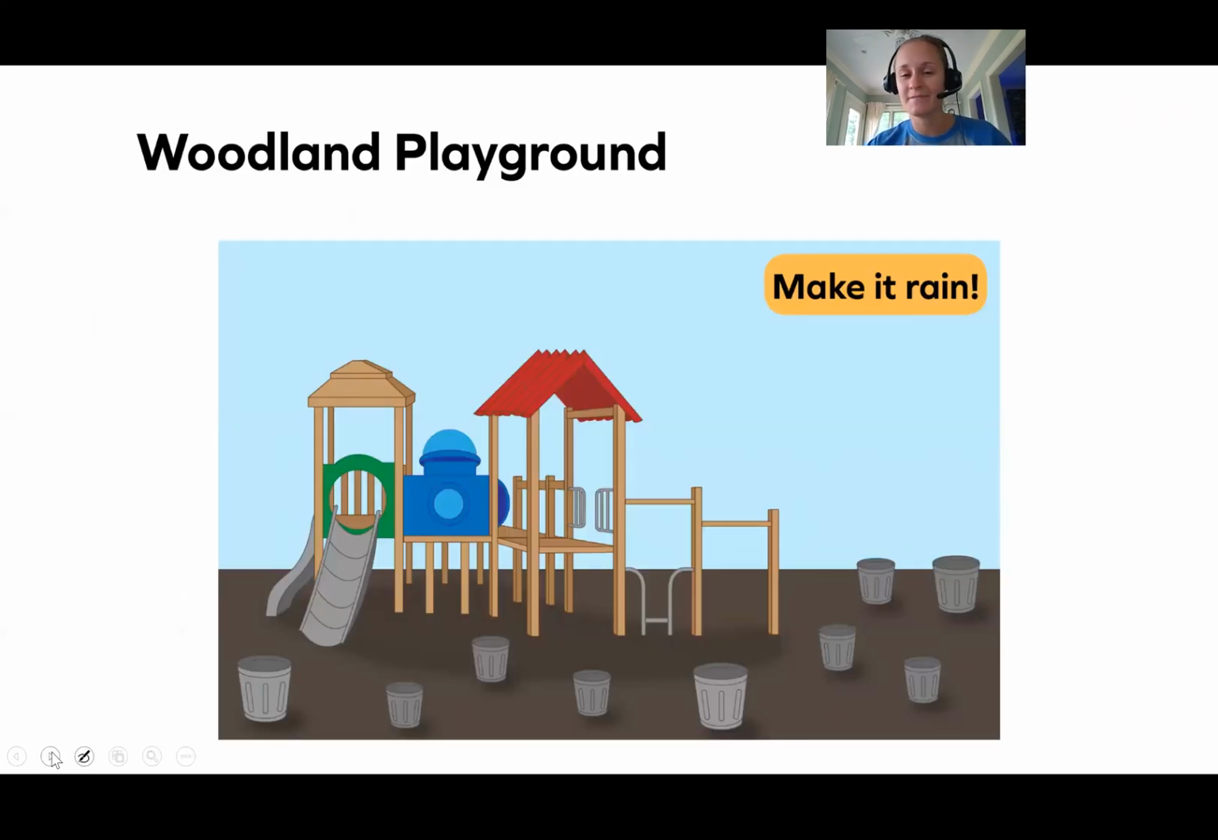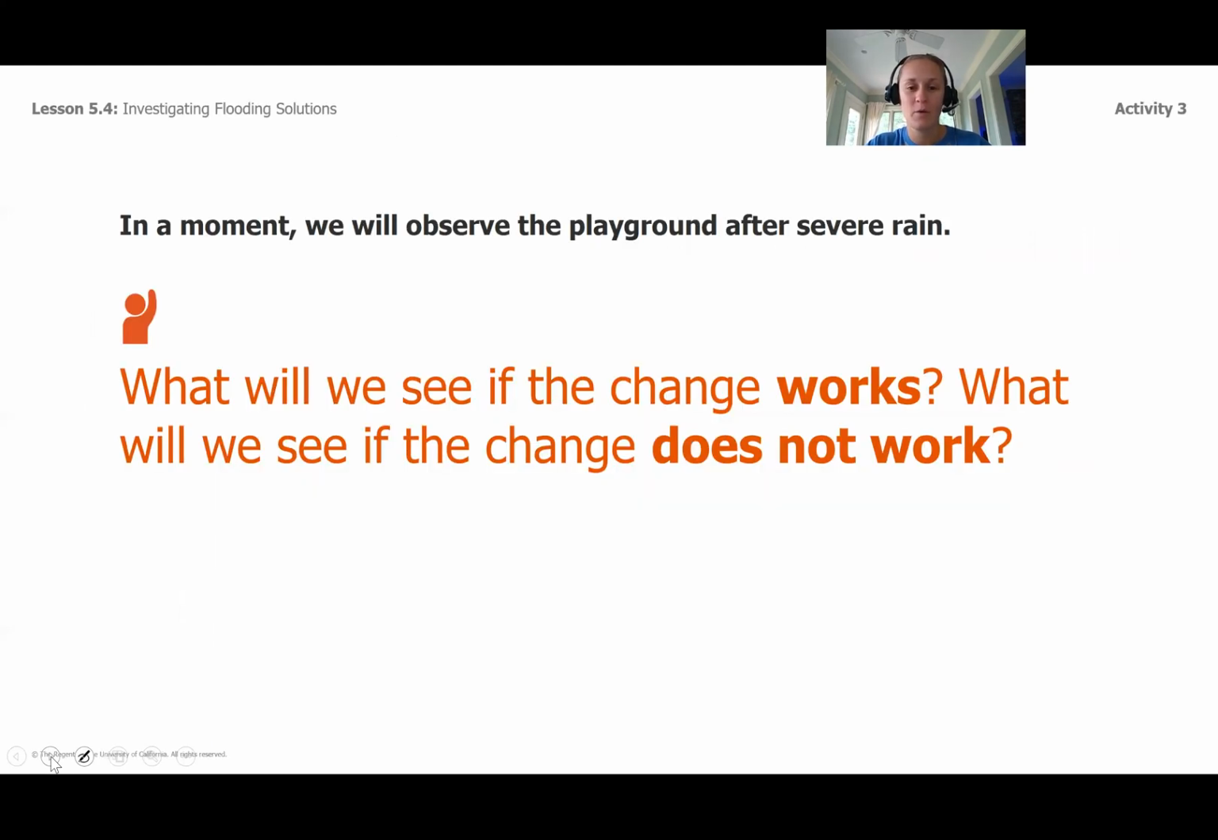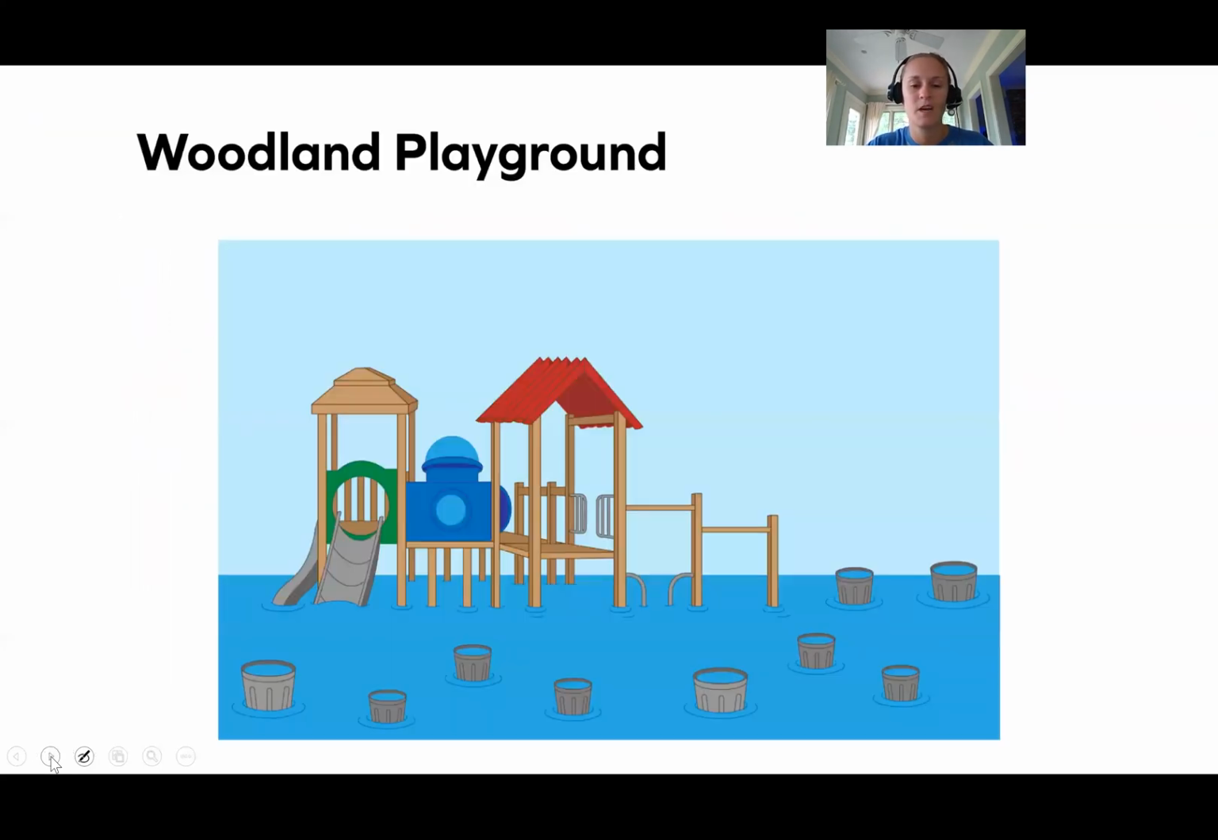Well, let's see. Okay, we added garbage cans. Do you see how many garbage cans there are now? Kind of a funny looking playground now. Here we go, make it rain. What do you think we're gonna see if the change works? What will we see if it does not work? Well, if it does work, the flood will be a lot less severe, right? If it doesn't work, the flood will be about the same. Oh, still looks pretty flooded to me, okay? That looks pretty severe and pretty dangerous for kids to go play on. I don't think the garbage cans worked.